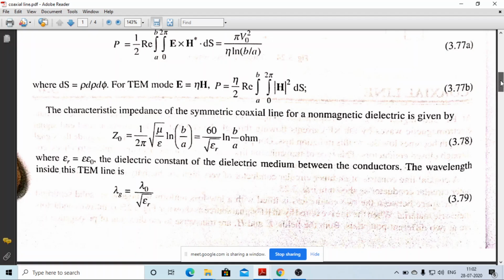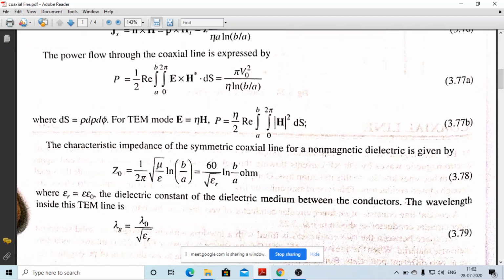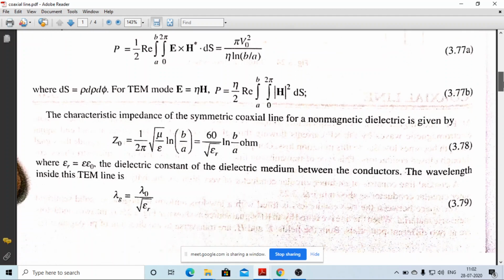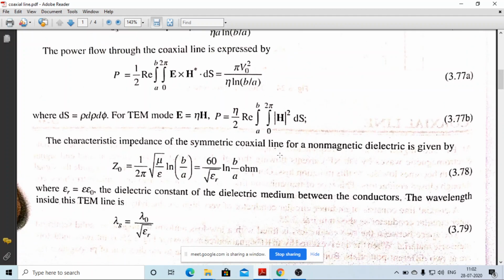You have to remember this is the general formula, not only for the TEM. 3.79 is the general formula, but for coaxial cable you should remember this formula: 60 divided by root epsilon r ln b by a.